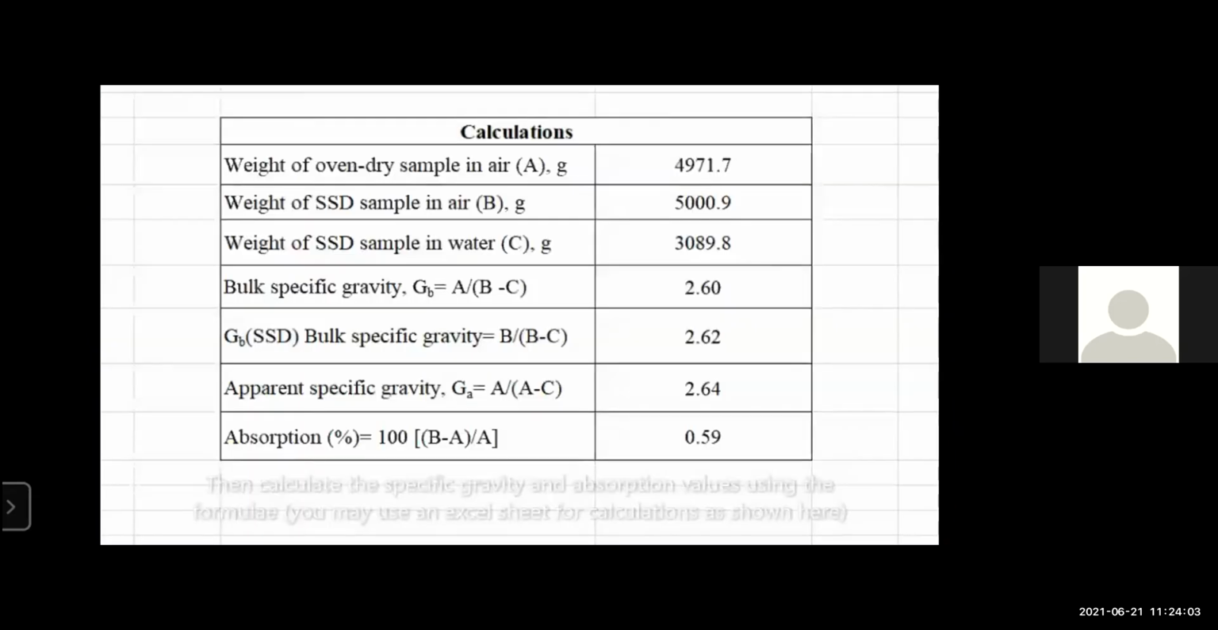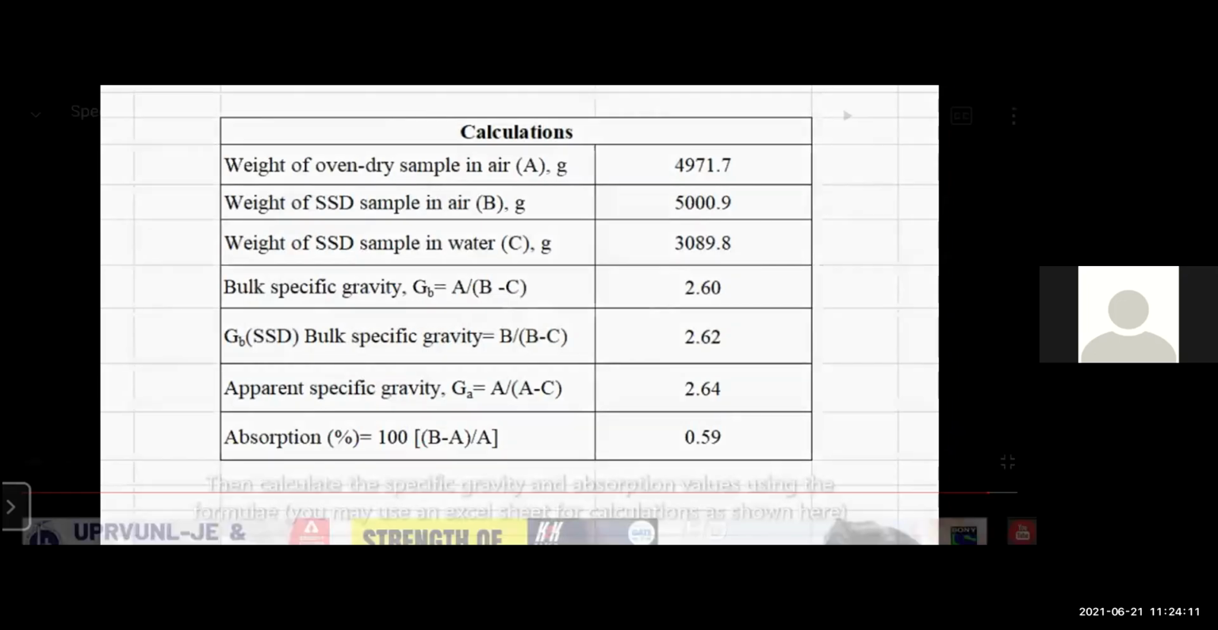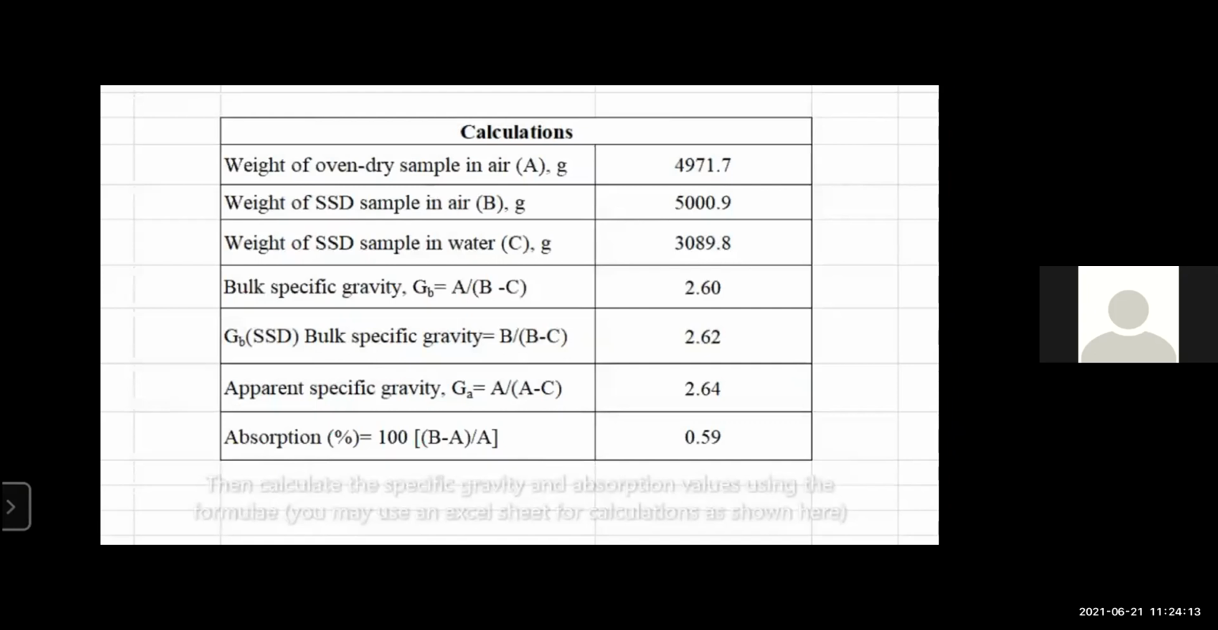Then measure the weight of aggregate. Here we get our calculation, and here we get the weight of oven dry sample in air, A, which is 4971.7 gram. So basically we get a weight of oven dry sample in air as 4.971 kg. Here the weight of SSD sample in air, indicated as B, is 5000.9 gram.